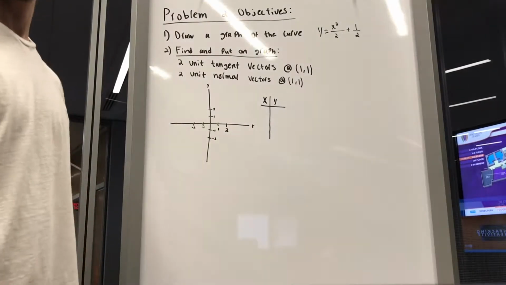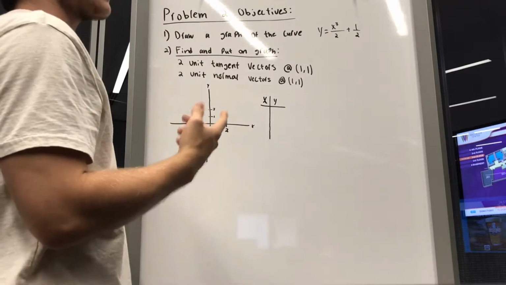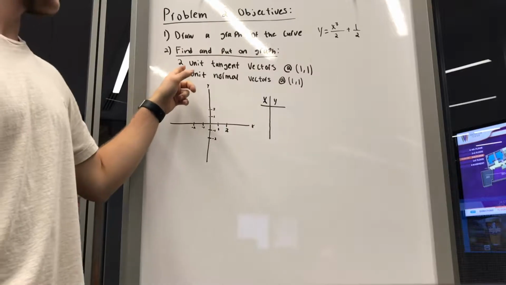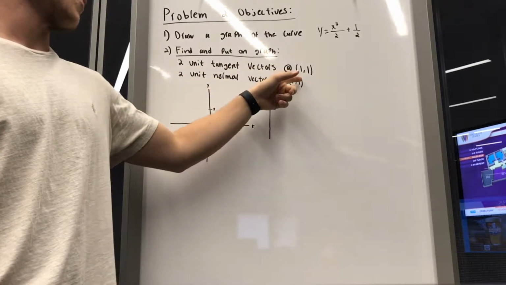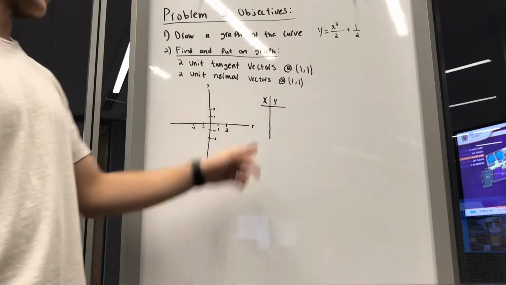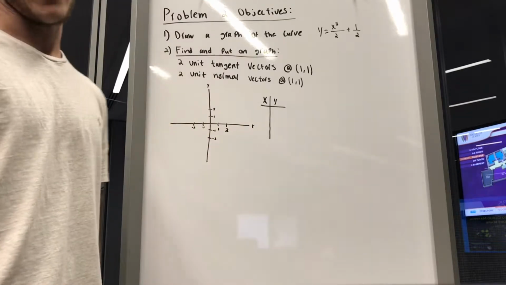After reading through the problem, we can arrive at a couple of objectives. 1. Draw a graph of the curve y equals x cubed over 2 plus 1/2. 2. Find and put on the graph two unit tangent vectors at the point 1, 1 and two unit normal vectors at the point 1, 1. Let's start by plugging in some values for x and seeing what the general shape of our graph is.